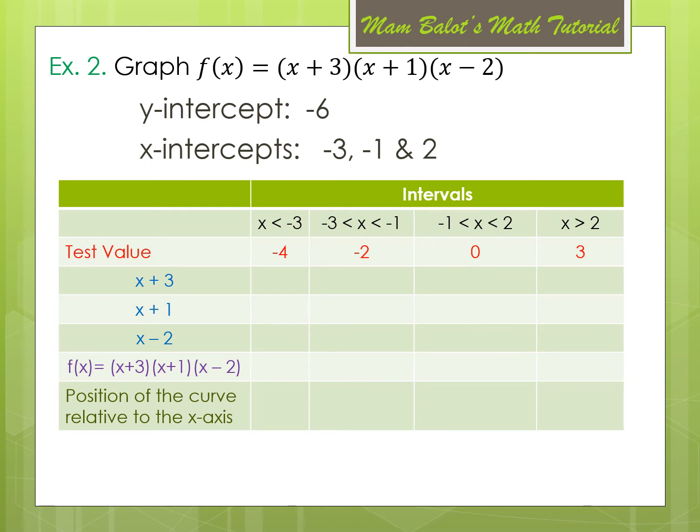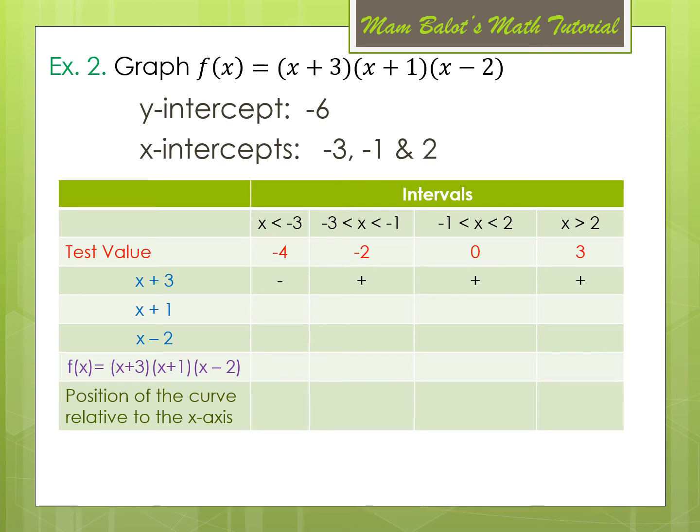So we have negative 4 for less than negative 3. And then between negative 3 and negative 1, we can have negative 2. Then between negative 1 and 2, we can have 0. And for greater than 2, we can have 3. So we substitute now the test values to the different factors.